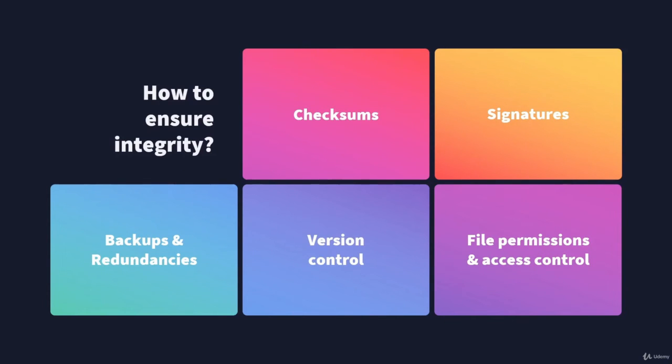Now that we know what integrity is, let's see some ways it can be ensured. One way is by using checksums. A checksum is a value that is computed based on data. This value is used to detect if errors have been introduced during the transmission or storage of the data. For example, messenger applications can use checksums to validate whether the message received contains errors or not.